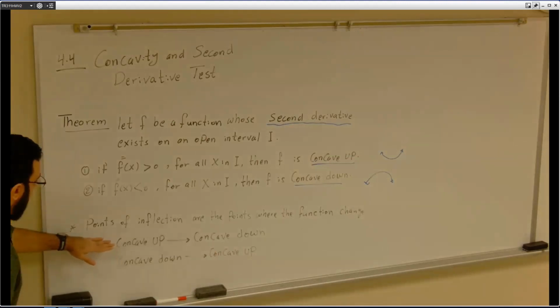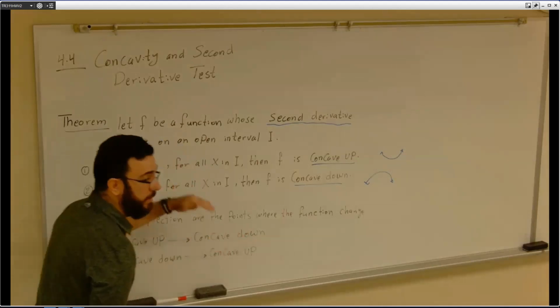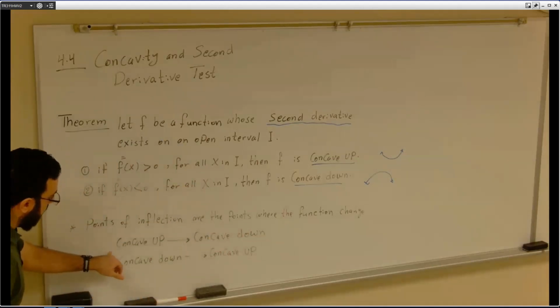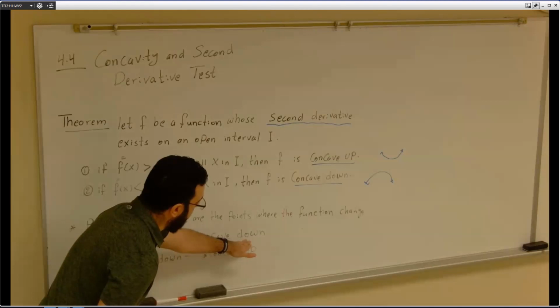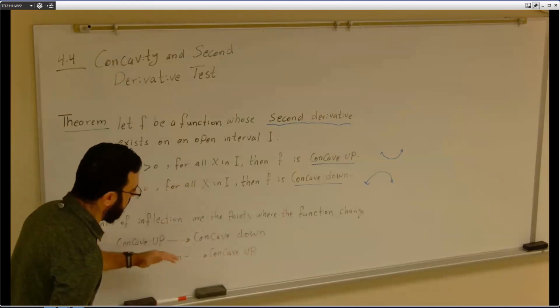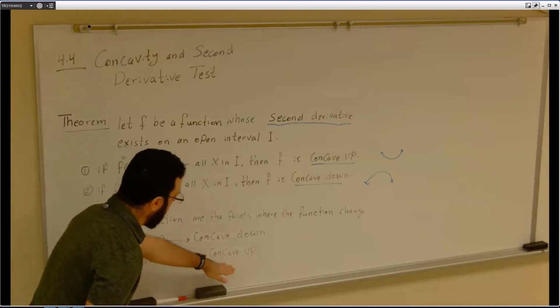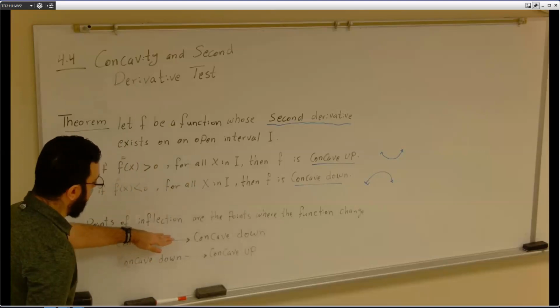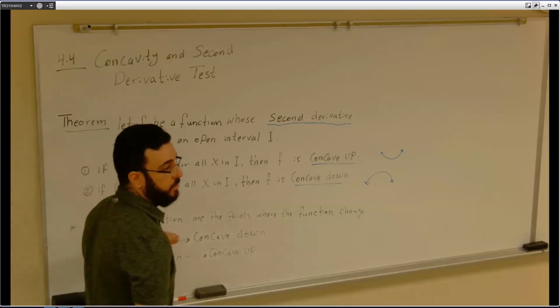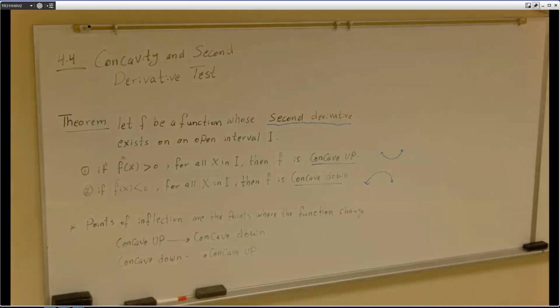Now, the second part is the point of inflection. The point where the function changes from concave up to concave down is going to be an inflection point. From concave down to concave up, the same thing, the point is called a point of inflection. Or sometimes they're going to ask you to find the point of inflection.